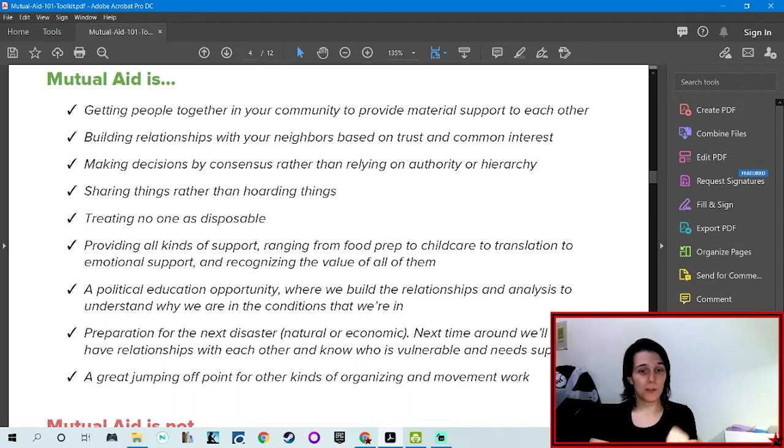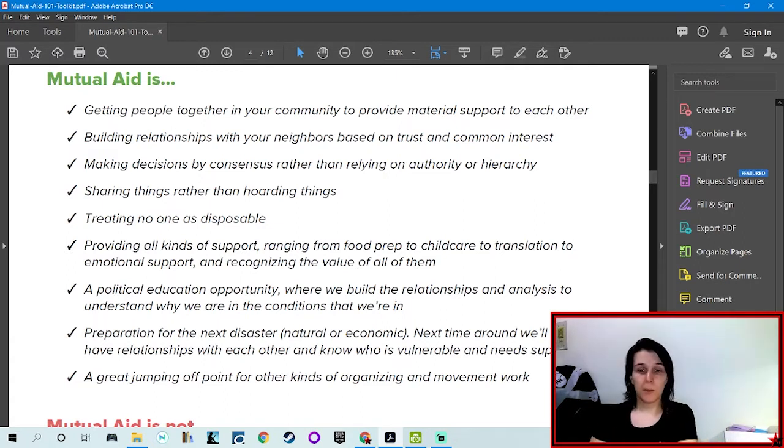Providing all kinds of support ranging from food prep to childcare to translation and emotional support, and recognizing the value of all of them. So, one of the things that is often done is that when you have a community formed like this, when you recognize that people are there for you, it's not just in the ways that we conventionally think of work. It could be, I'm going to take care of your child for an hour while you go to the grocery store.